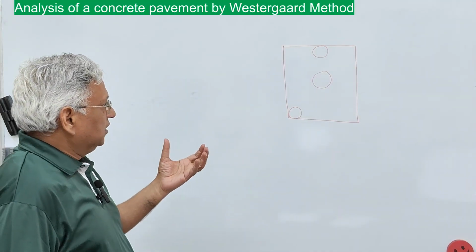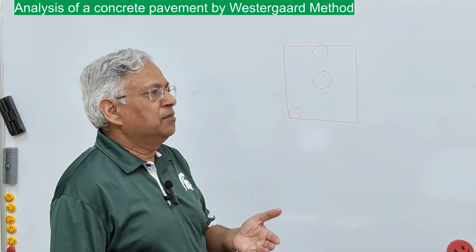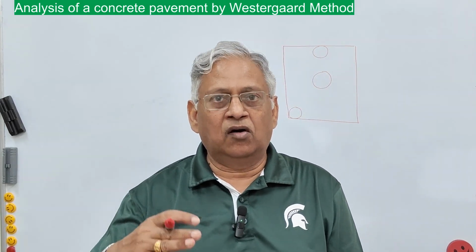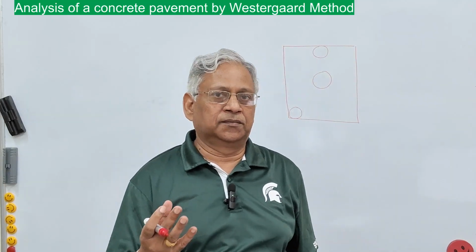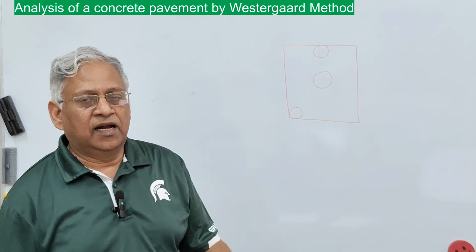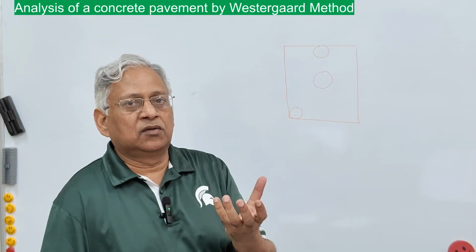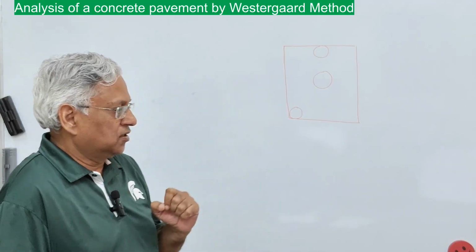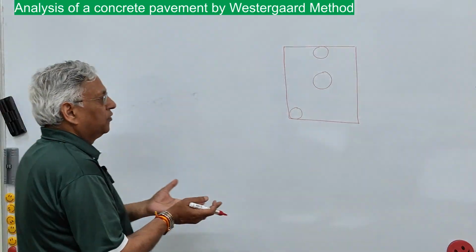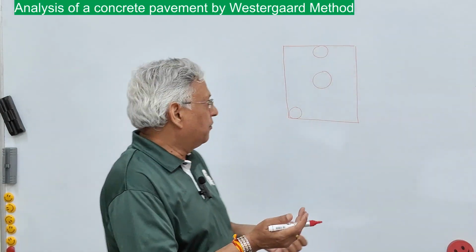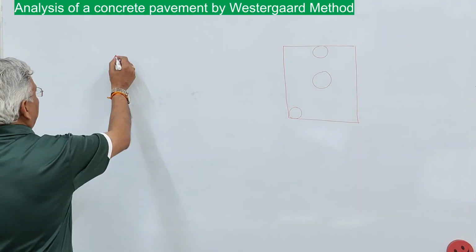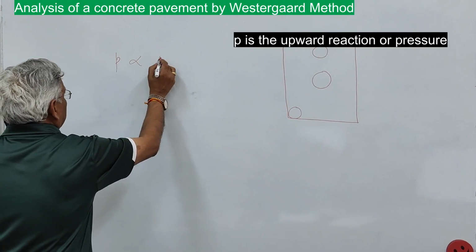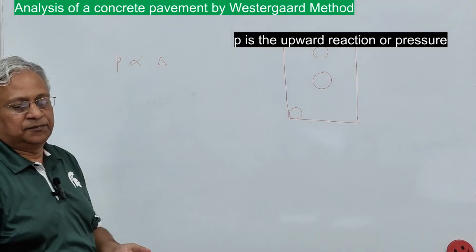Now, it is assumed in the Westergaard analysis that the slab is a thin elastic plate and it rests on a subgrade, which is a liquid subgrade. And this subgrade will provide reaction to the load applied on the pavement. This reaction is in the form of an upward force, and this upward force is proportional to the deflection in the slab.